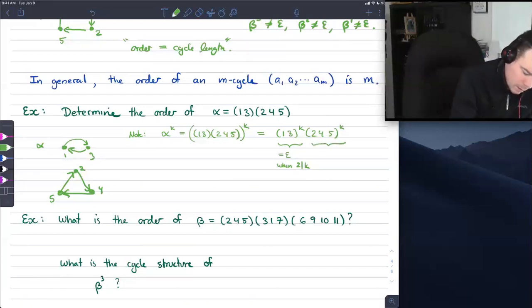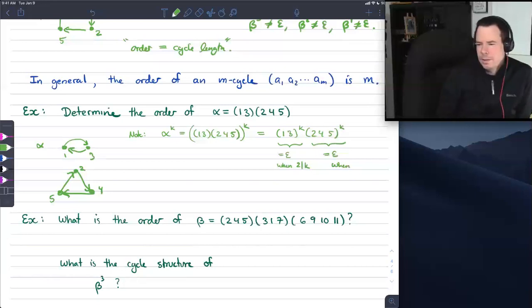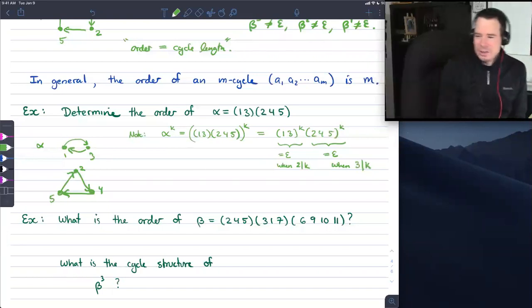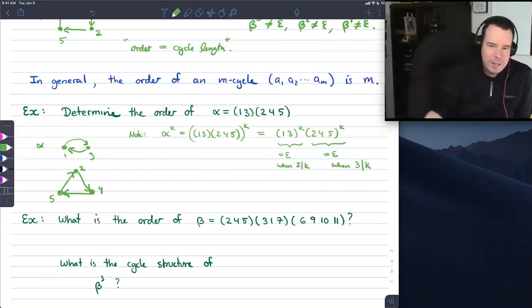And this is equal to the identity when, is that the identity? When is raising a 3 cycle to the power of k the identity? Yeah, I see some comments already coming in. So this is when, sort of, this is inherent in your answer. This is when 3 divides k. In order to kill a 3 cycle, you have to apply it to itself 3 times, or 6 times, or 9 times, or 12 times. So some multiple of 3.